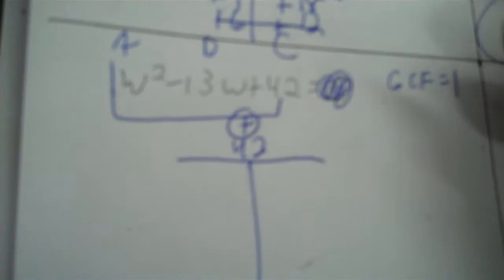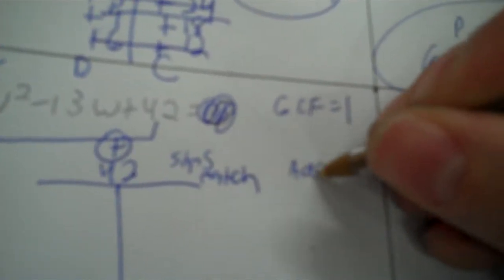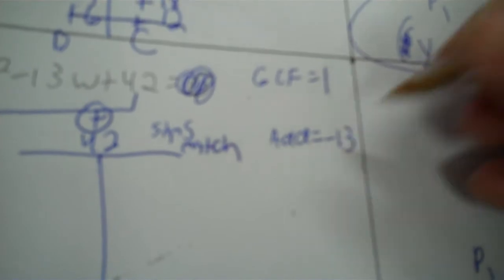Then now you go to your table. GCF of 1 means we don't need to do the GCF, okay. Now 1 times 42 is 42. Once again, a positive on top, because it's positive 42, then the signs need to match, okay. So they match, and they also have to add to negative 13. That tells me they match as negative, okay. So now we start dividing.